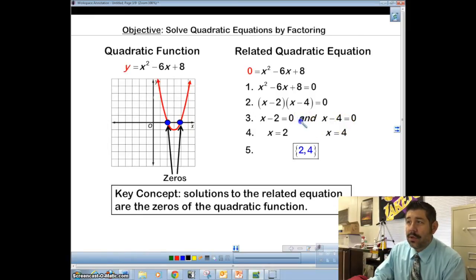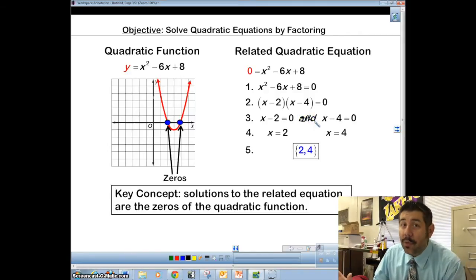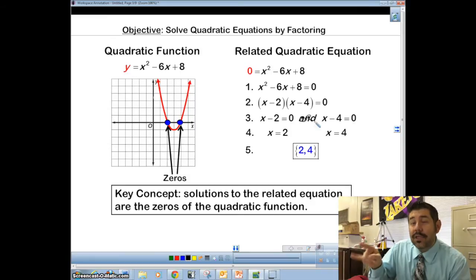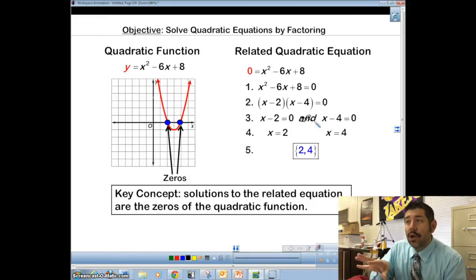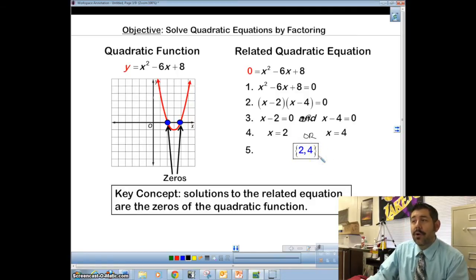This should be an or, by the way, not an and. Technically speaking, it should be or, because either of these two can work to solve this equation. They don't have to both be plugged in at the same time. So x equals 2 or x equals 4, and we can write it as a solution set, {2, 4}, or we can say x equals 2 and x equals 4. Either way, it depends on what your teacher wants you to do, right?